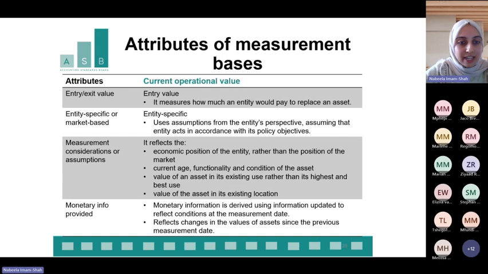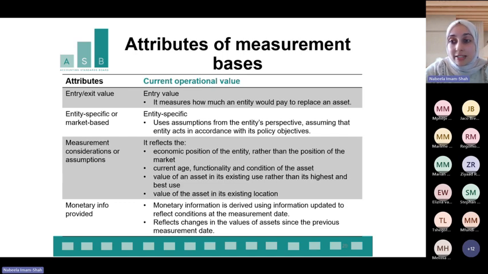COV also reflects the value of an asset in its existing use rather than its highest and best use. So highest and best use we spoke about when we spoke about fair value. The COV, the value of the asset, is in its existing use. Now, COV assumes that the entity will use an identical or similar asset. An identical or similar asset delivers services or goods in the same manner as the asset being measured.